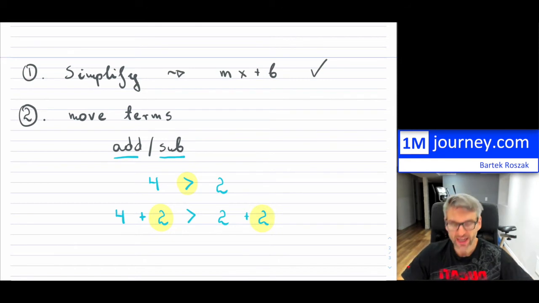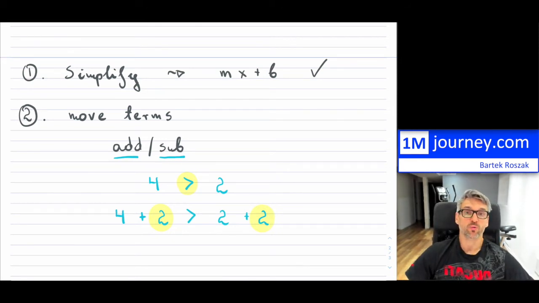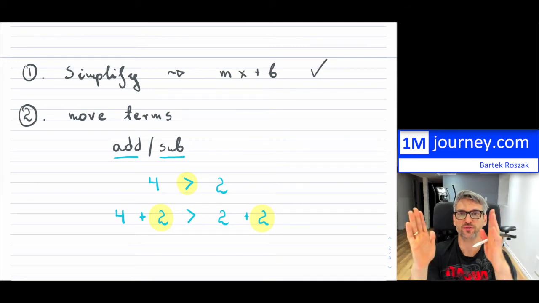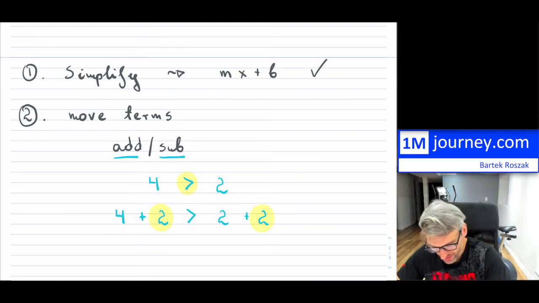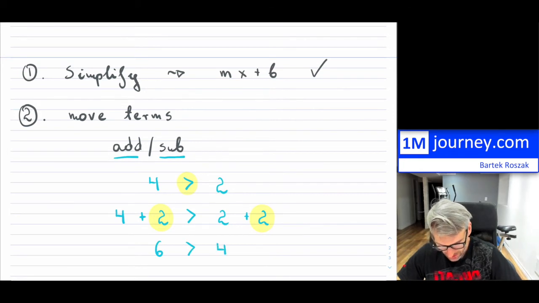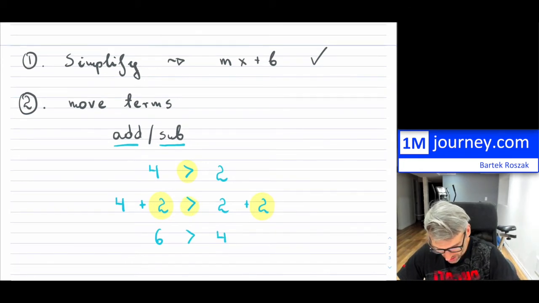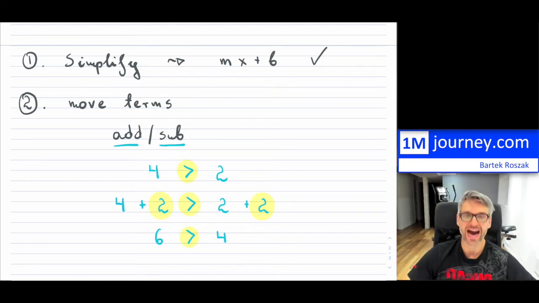Would this change anything? Well, it won't really change the inequality, because what we're doing is we're just shifting the numbers over by 2, right? Because we've added 2. So as a result, I have 6 is still greater than 4. So it hasn't changed my inequality in any way if I'm adding.